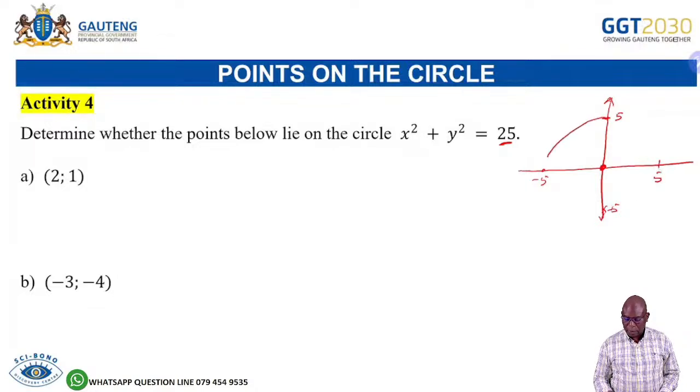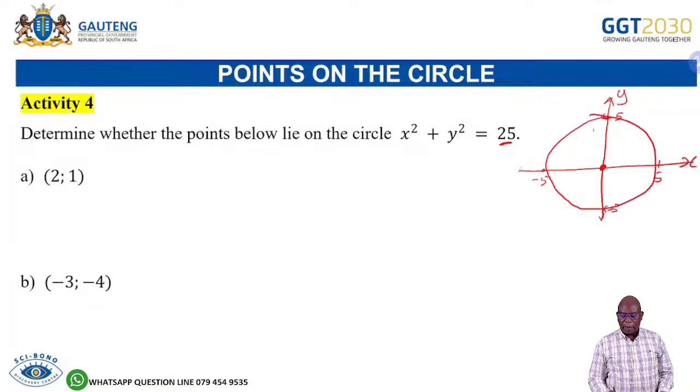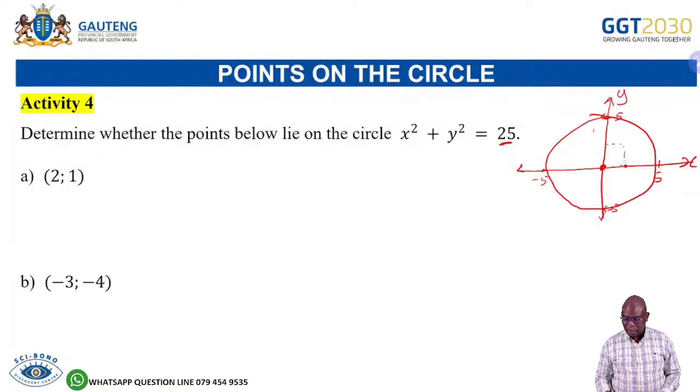So here I can just quickly draw my circle. Looks like a circle. Okay. Now they're asking me if the point (2, 1), so if this is 5 and there is maybe 1, 2 is there and 1 is there, they're asking if that point lies on the circle. But I cannot just draw that and then from there indicate it on the sketch. I must work it out.